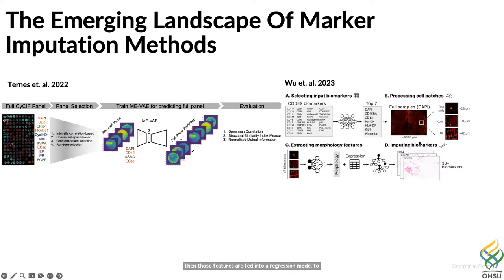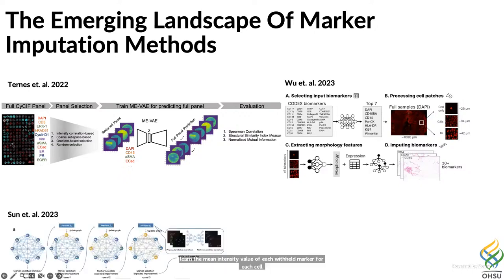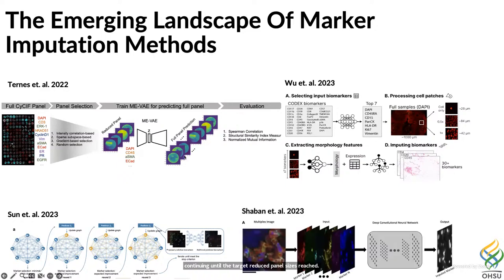Then those features are fed into a regression model to learn the mean intensity value of each withheld marker for each cell. The third method in this family is from Carnegie Mellon, and they propose an iterative approach to learning a reduced panel by training a UNet to reconstruct image patches, where a single marker is added to the reduced panel at each iteration, starting with one input marker and continuing until the target reduced panel size is reached. The most recent method is from a group mostly from Harvard that uses a UNet to reconstruct patches of a single marker using 6 input markers.